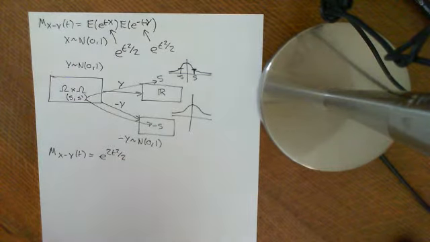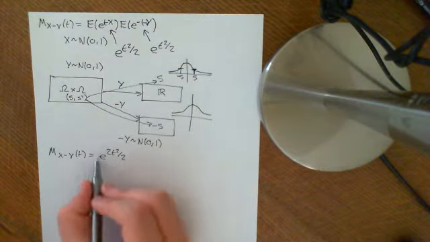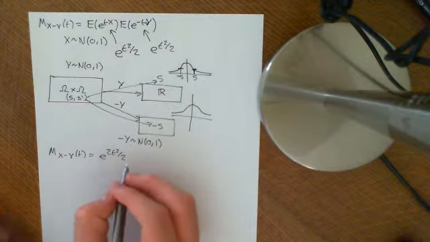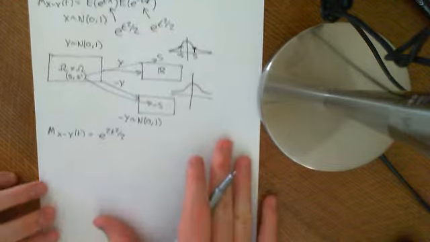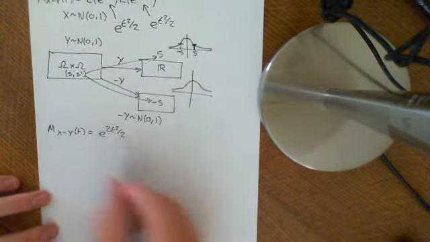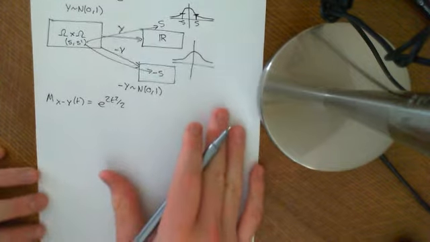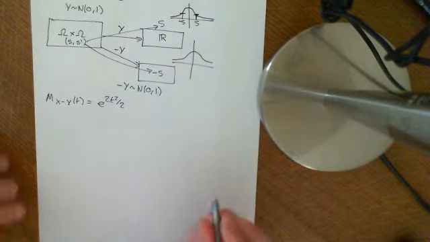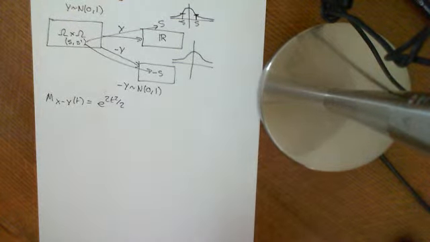Okay, so now what we need to do is work out what this is as a normal distribution. Let's remember this is the moment generating function of a normal distribution, but it's no longer a standard normal distribution. So let's just remind ourselves of what the moment generating function of a general normal distribution is.